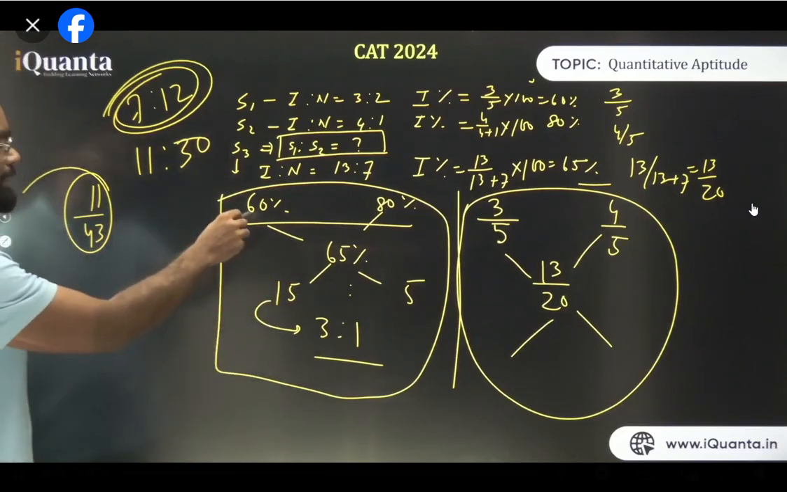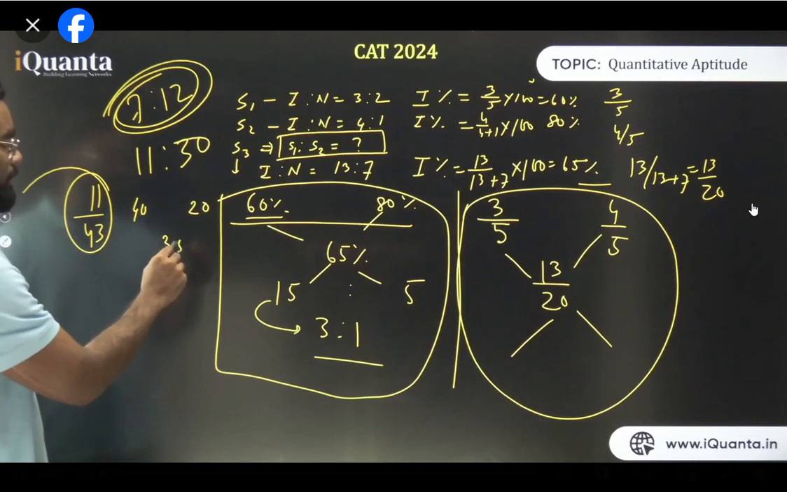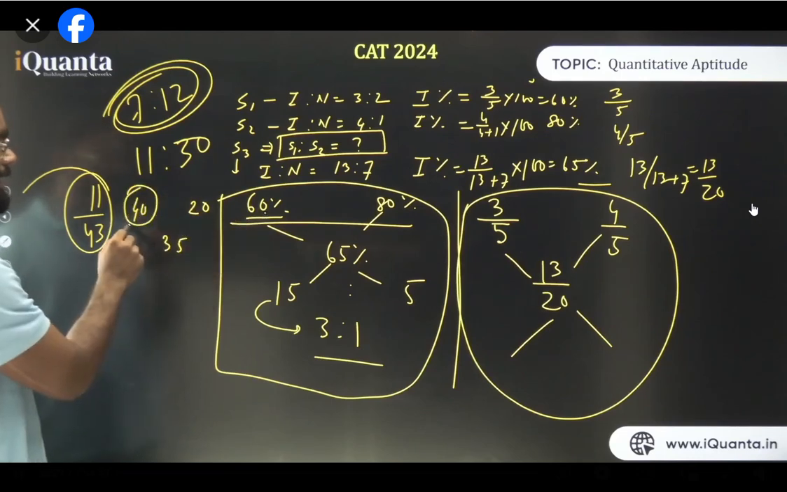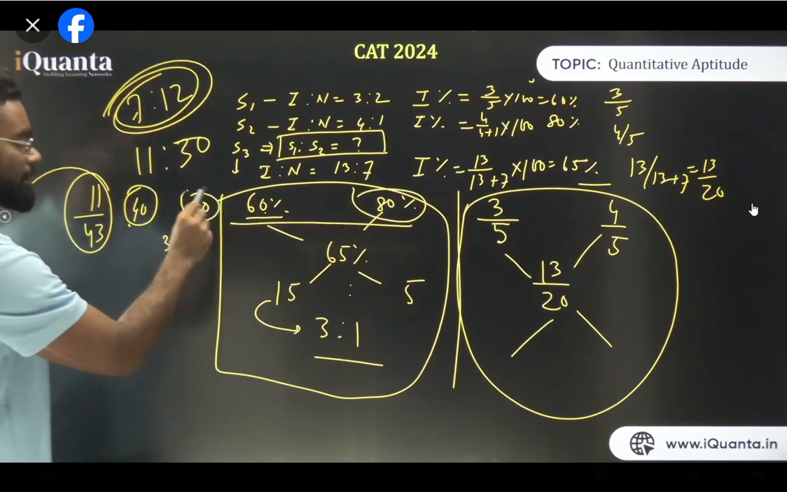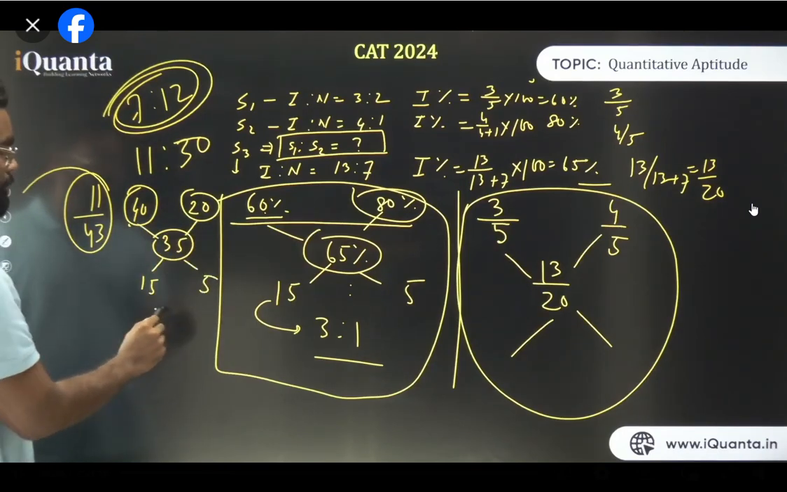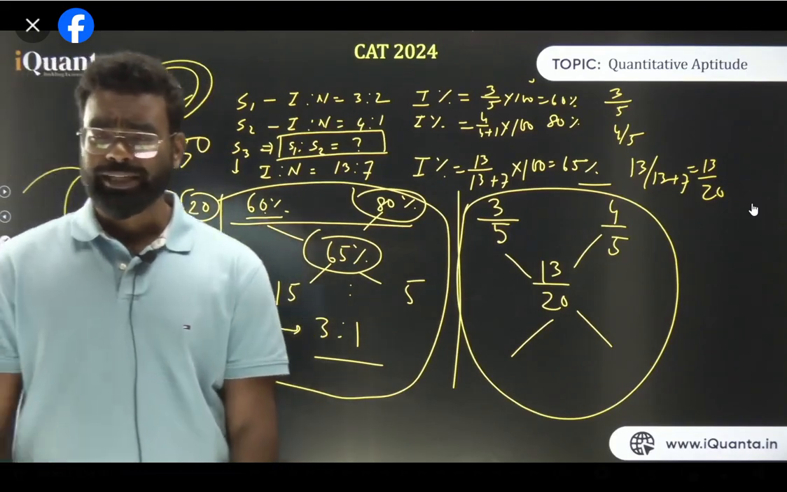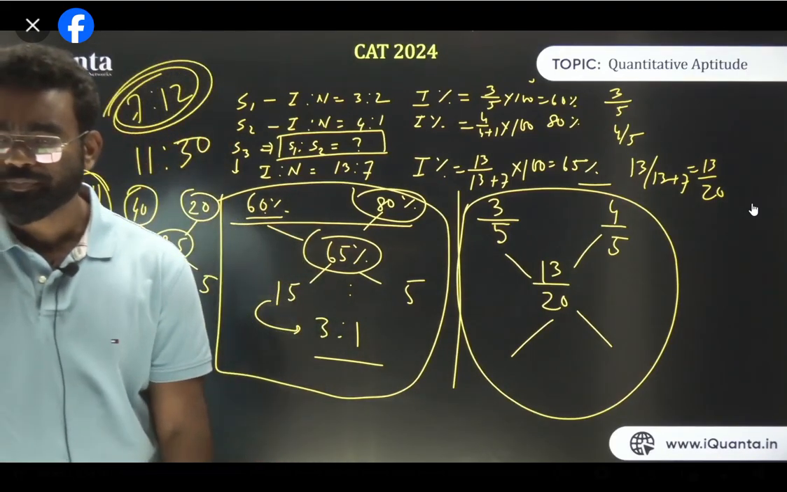For nickel, what we need to do, this is 60%, it will become 40%, and this is 20%, and this is 35%. So if 60% is iron, 40% is nickel. If 80% is iron, 20% is nickel. If 65% is iron, 35% is nickel. Now do the same thing, 15, do the same thing, 5, again your ratio is 3:1, if you're taking it as nickel. Yes, we can do it by multiplication by 5 also, but that is not required. That is fine.